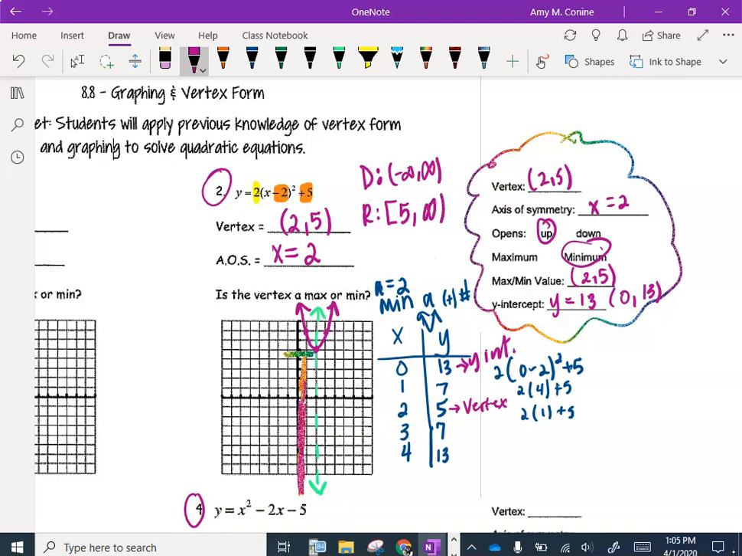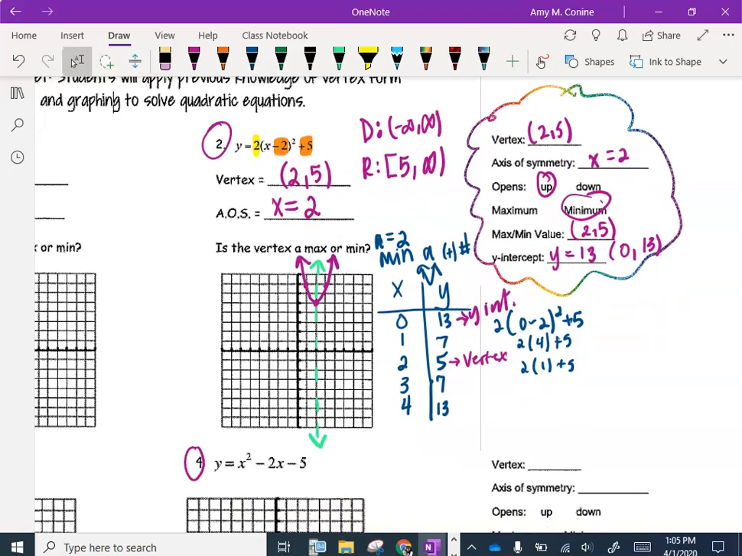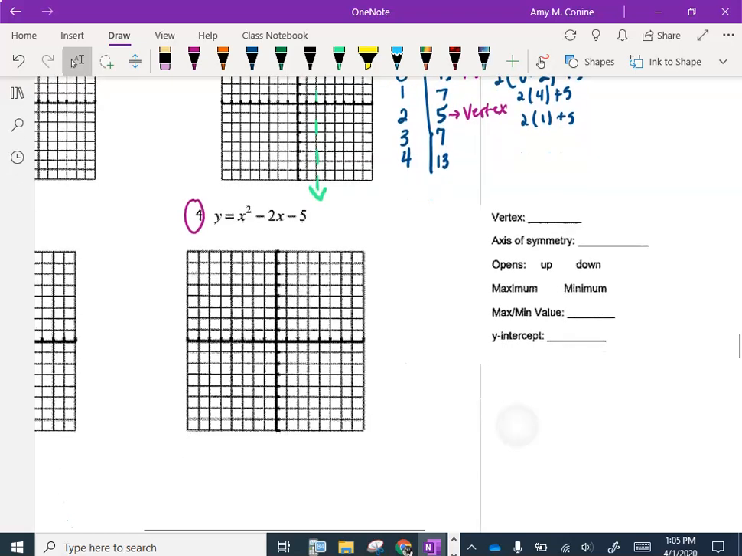So it didn't ask for domain and range. I'm including it because I want to practice that again with you guys. I think that's important that we continue practicing with domain and range. It's not going anywhere. So we answered all of our questions for this one. We're going to move to example 4. So we're moving down to example 4.